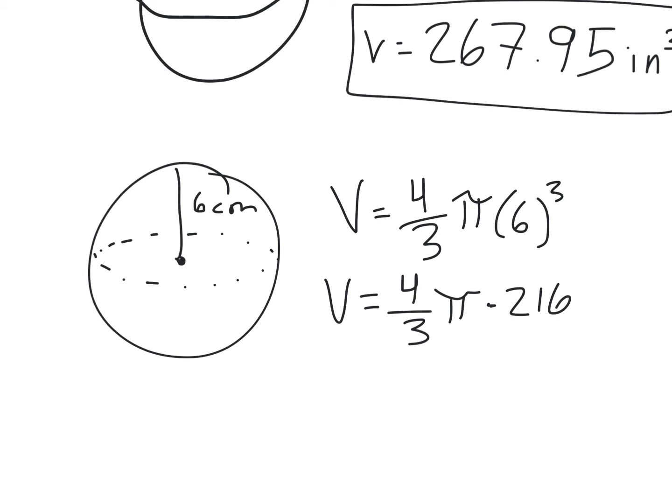It really doesn't make a difference too much what order you do this in, because it's all multiplication and division, which is commutative here. So I could type in 4 divided by 3 times 3.14 times 216. And when I put that all into my calculator, I get the volume is equal to 904.32 centimeters cubed.